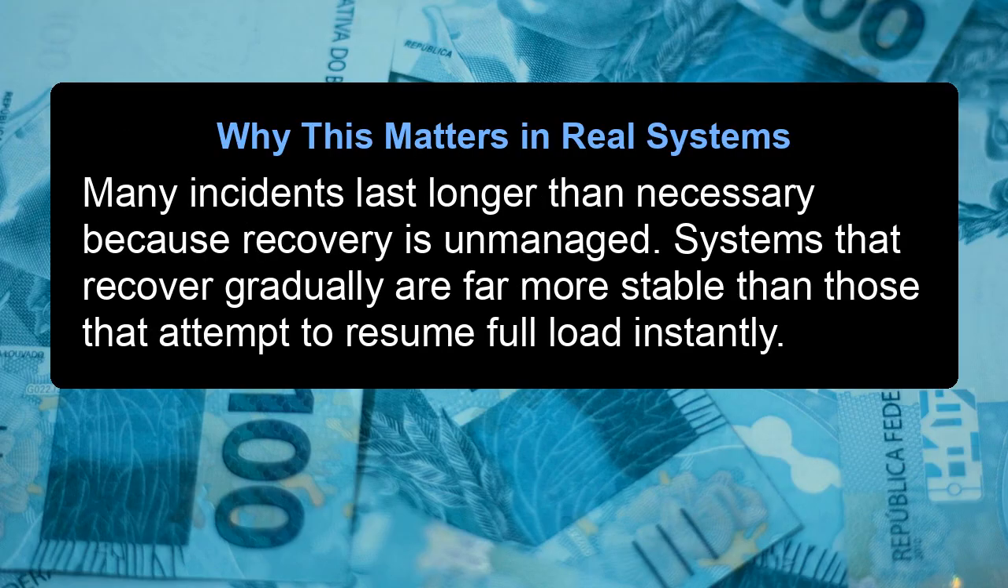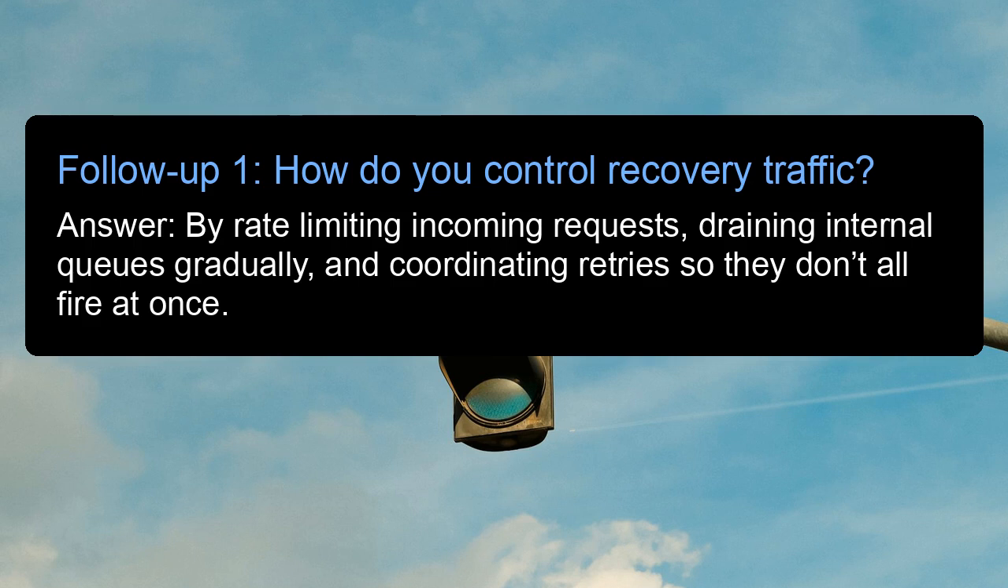Why this matters in real systems. Many incidents last longer than necessary because recovery is unmanaged. Systems that recover gradually are far more stable than those that attempt to resume full load instantly. Follow-up 1. How do you control recovery traffic? Answer: by rate limiting incoming requests, draining internal queues gradually, and coordinating retries so they don't all fire at once.